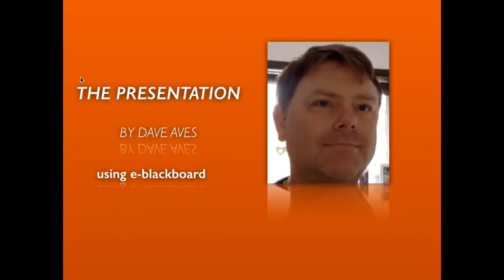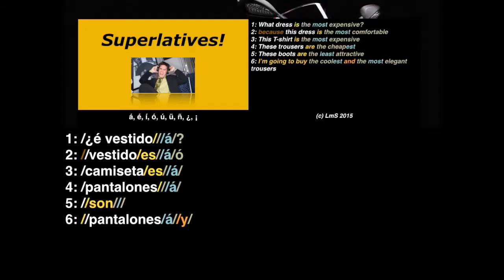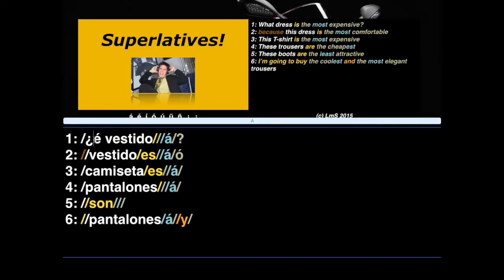Okay, ladies and gents, this is the presentation e-blackboard that we're now going to look at. As you can see, we've got this slide here. Now, the first one is, what dress is the most expensive? So, what is qué. Then we've got dress, which is vestido, es. So, qué vestido es. Now, we're talking about a masculine noun here, so it's el, and then we've got más, meaning the most. So, el más. And then expensive, if it's masculine, is caro. Vestido es el más caro.